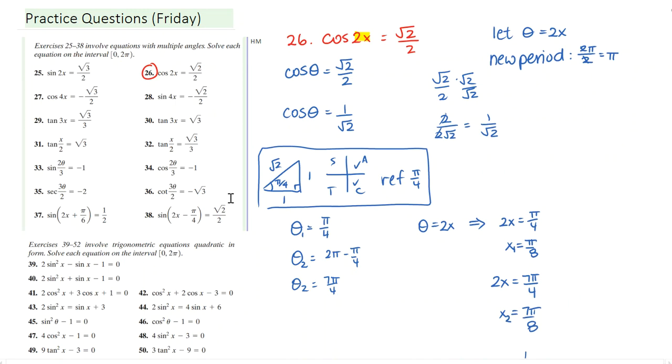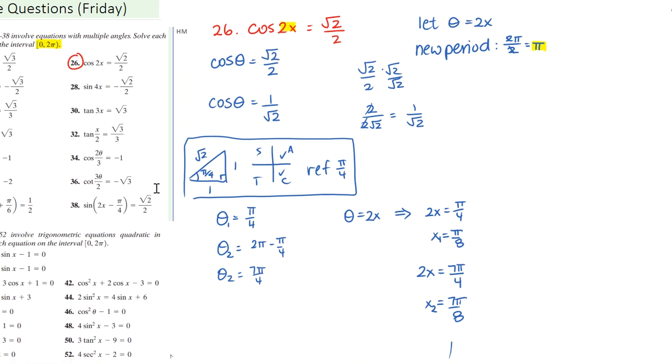Now, because this question is asking us to solve over the interval from 0 to 2 pi, and our new period is pi, that means between 0 and 2 pi, we are going to get two instances of it. We're looking for solutions between 0 and 2 pi. We have two solutions now, one in quadrant 1, one in quadrant 4. First one is pi over 8. And this would be our 7 pi over 8.